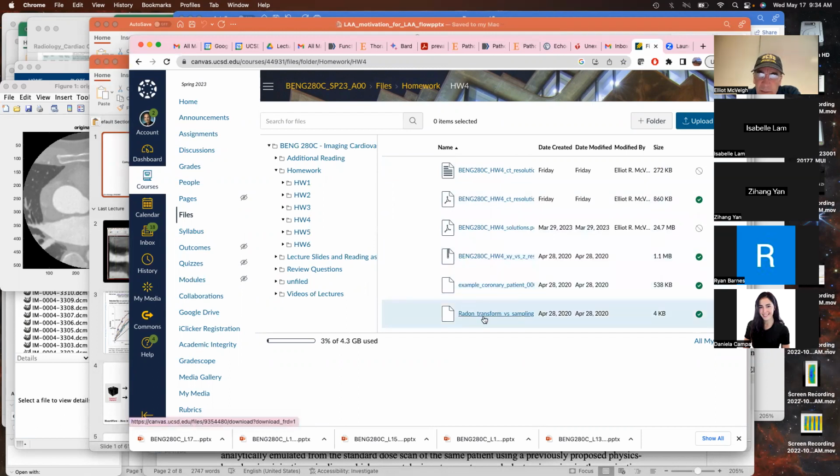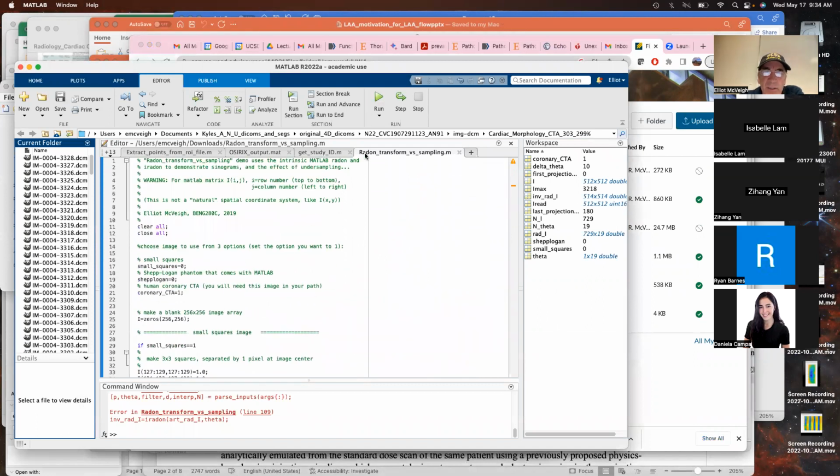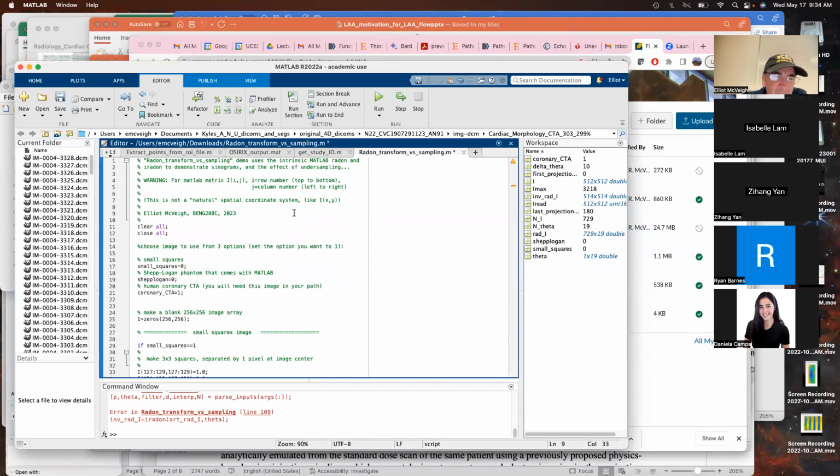So there's a file, which is an example image. It's a TIFF file, but we'll see it in a second. And then there's a MATLAB function, and this is the function here that you can download. It's radon transform versus sampling. And actually we can change that to 23.